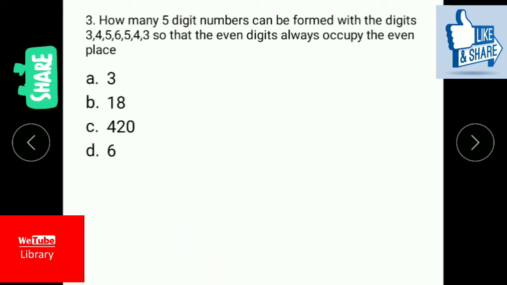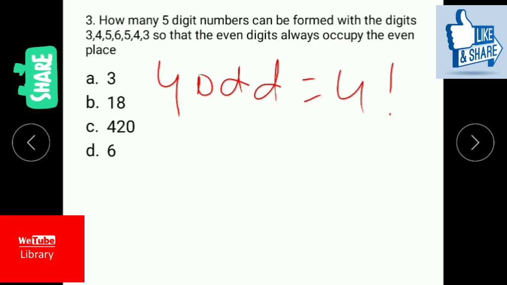The 4 odd numbers can be arranged in 4 factorial ways, if the odd numbers are all different. But repetitive numbers are there, so what we are going to do is divide by 2 factorial, since 3 is repeated twice, and the same thing happens with 5, also repeated twice, another 2 factorial. You will get 6.